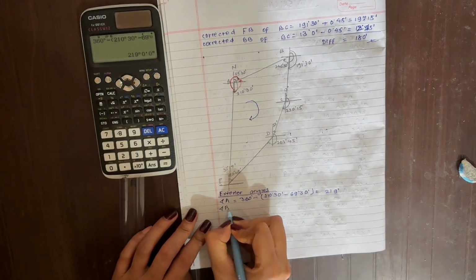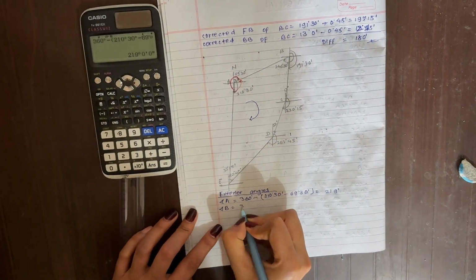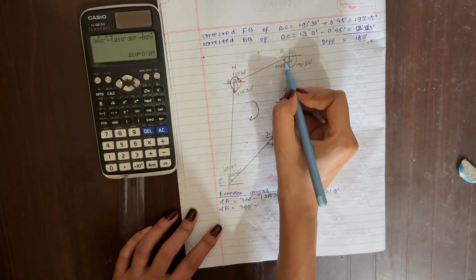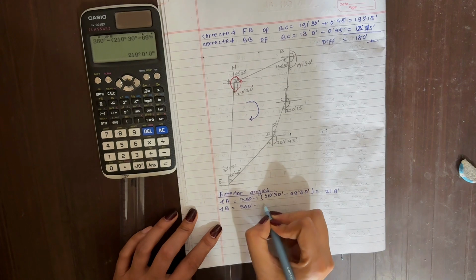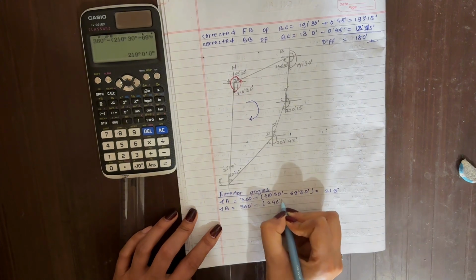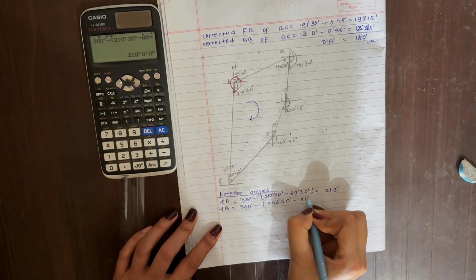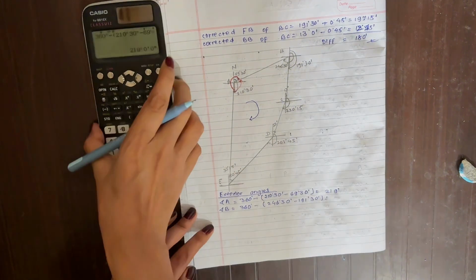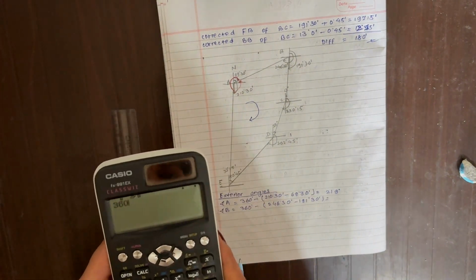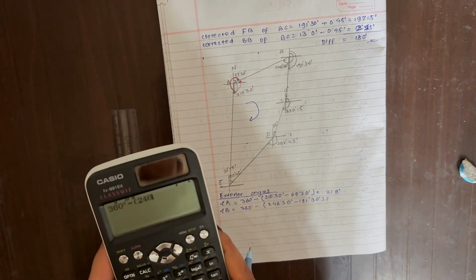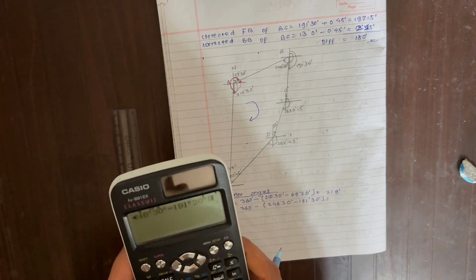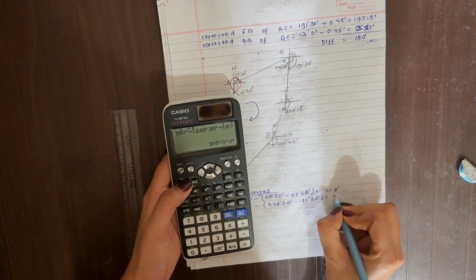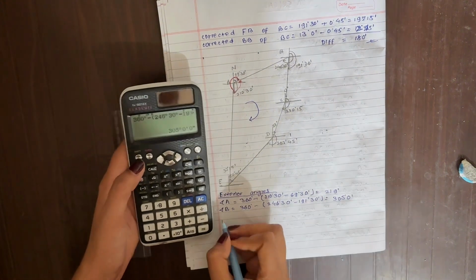Similarly, angle B is equal to 360 degree minus 246 degree 30 minute minus 191 degree 30 minute, that is 305 degree 0 minute. Okay, now angle C.